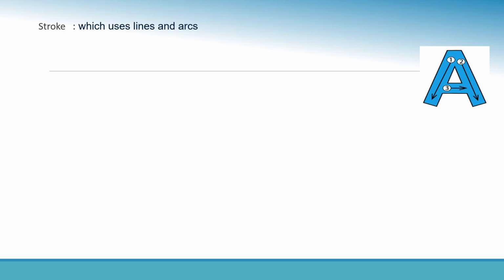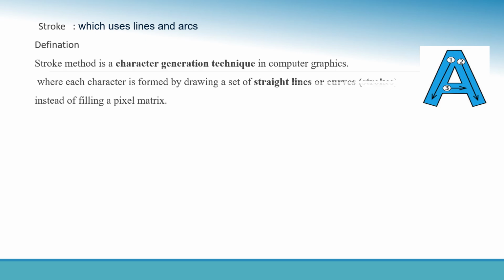These are the disadvantages of the bitmap technique. Now, see the stroke method, which uses lines and arcs. You know what a line is in computer graphics: it uses two pixels, one initial and one final. This is a line segment. Using line segments we draw a character. If you want to display A, how many lines are we using? First line, second, and third. This is how the stroke method generates a character.